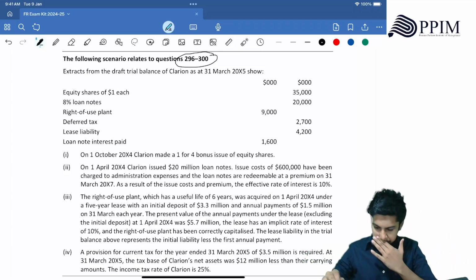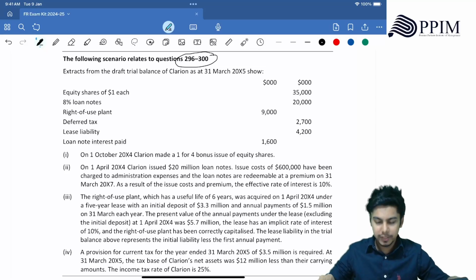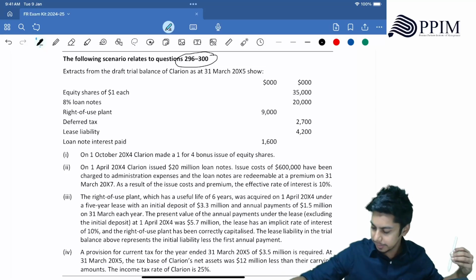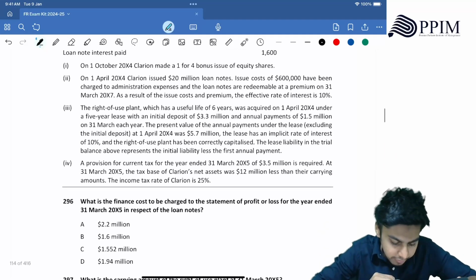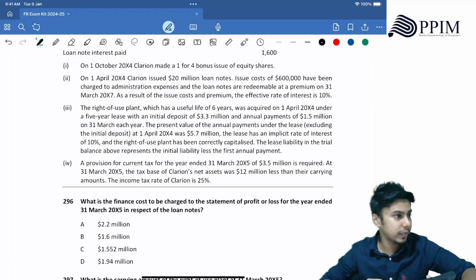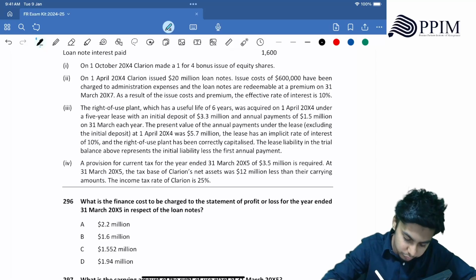Okay, right. So guys, I gave you all 10 minutes. Normally 15 minutes you can take. Let me now start explaining the question. What is the finance cost to be charged relating to loans?